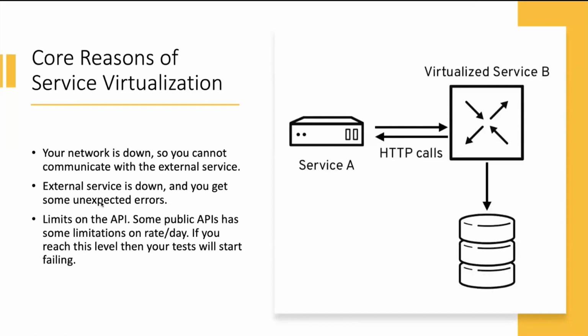Some public API have some limitations, that is rate per day. And if you reach this level, then your test will start failing. So with service virtualization, we can go ahead and we can avoid all these scenarios. And you can clearly see that your service A is making call to virtualized service B, where virtualized service B responsibility is to do actual task. You are just mimicking or simulating that particular task.